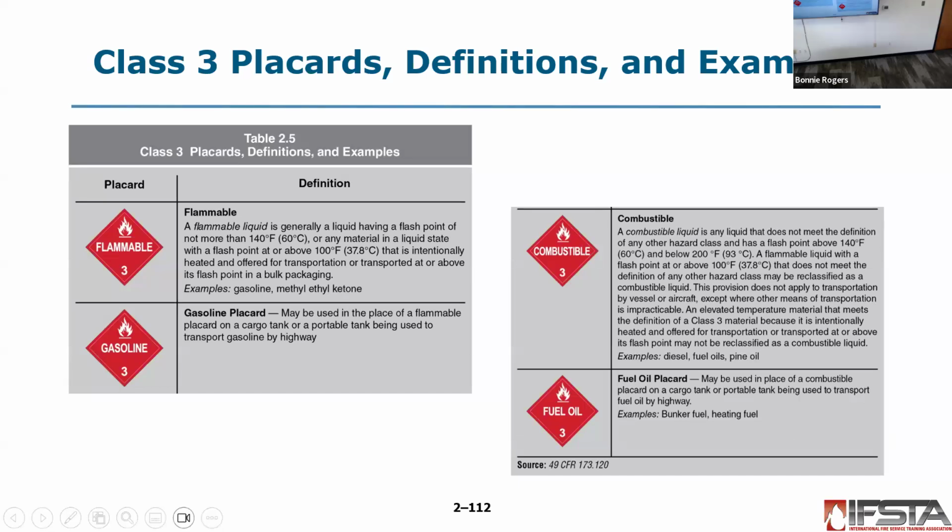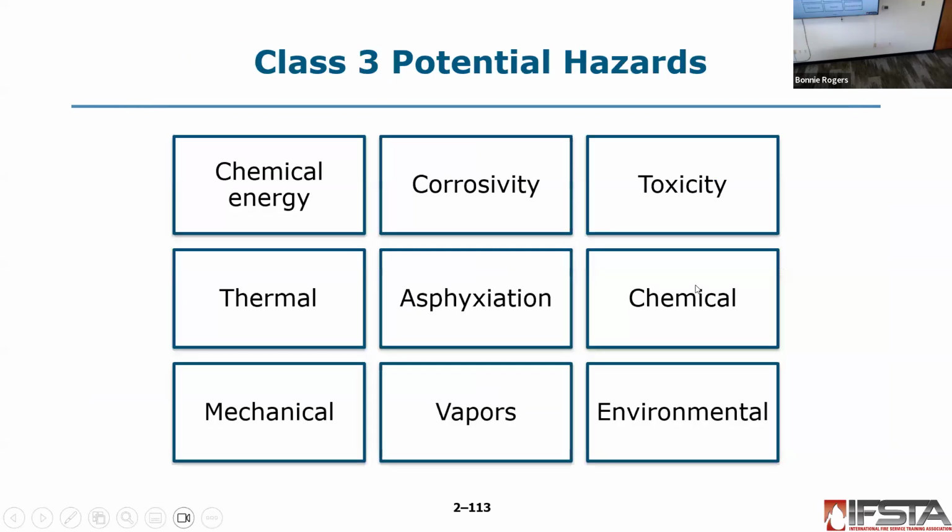Okay, so looking at flammable and combustible, what is the big difference there? The temperature. So tell me about that. So for flammable, flash point. If adjustable, the flash point is above. So flammable, flash point less than 140, and combustible flash point above 140 and below 200. These are hazards associated.